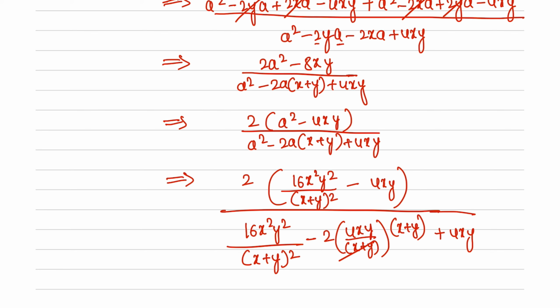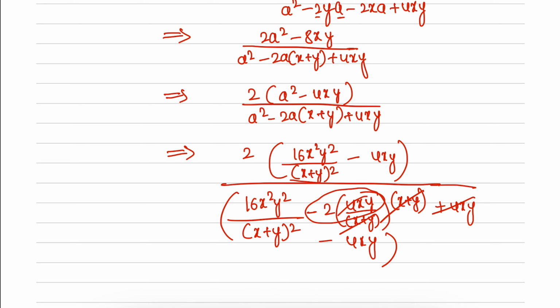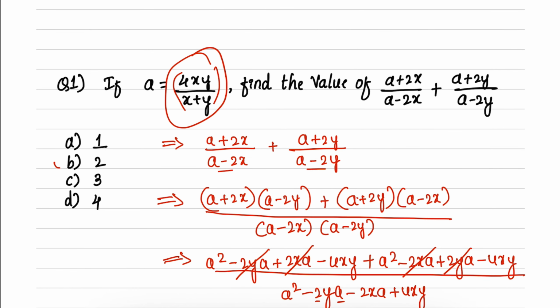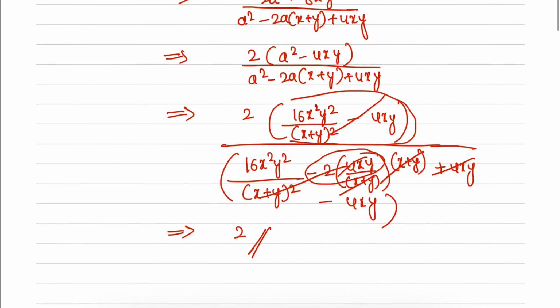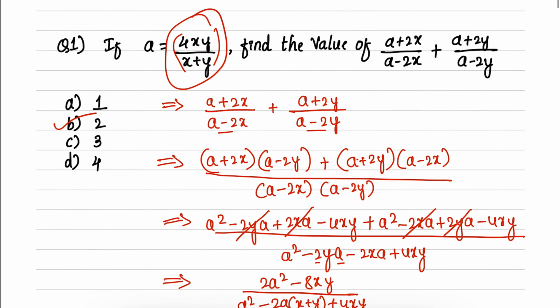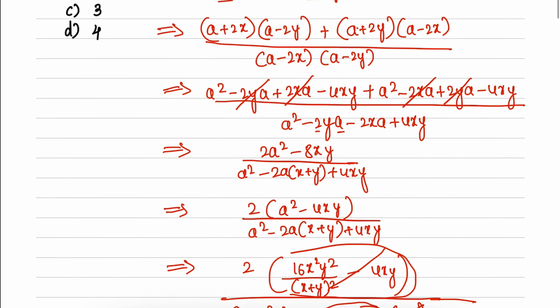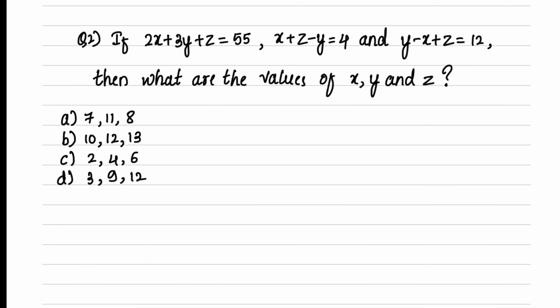So you can see here x plus y gets cancelled and it will be minus 8xy plus 4xy. So you will be left with minus 4xy. So you can see here the above term and the denominator term both are the same. So if you cancel these both, you will be left with 2. So our final answer is 2. Option B is the right answer. Actually we can get the answer sooner by reducing some steps, but for better understanding I have solved all the steps. See the second question.